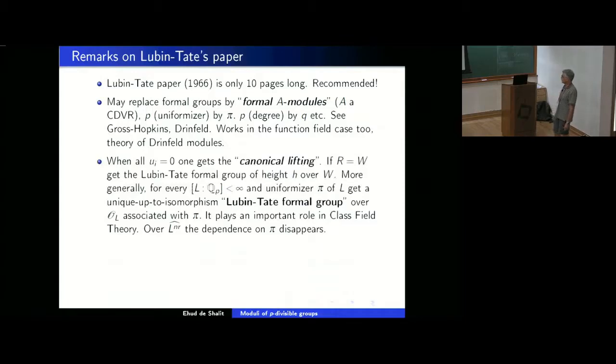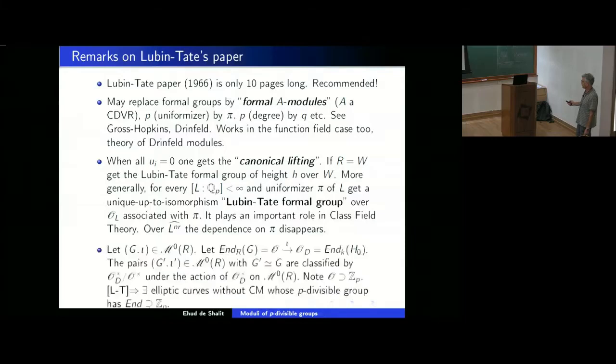And when all the u_i are specialized to 0, you get what's called the canonical lifting, and in this case, you get the Lubin-Tate formal group of height h over the Witt vectors. If you use this in conjunction with the previous remark, you can do it over ramified bases, and then you can get all the other Lubin-Tate formal groups as canonical liftings.